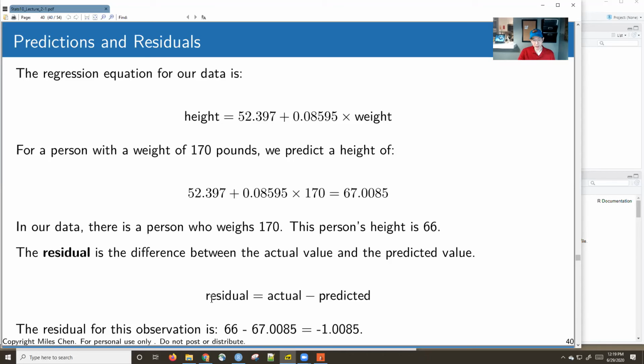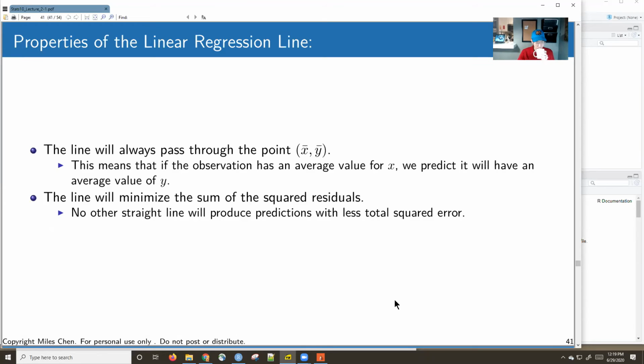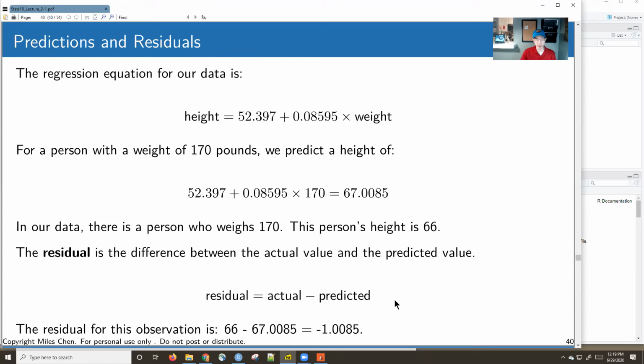Okay, so anyway, this is what we call a residual, right? Well, okay, sorry, I'm getting ahead of myself here. So the residual again is the difference between the actual value and what we predicted. We predicted 67. The actual value was 66. We have a residual of -1.